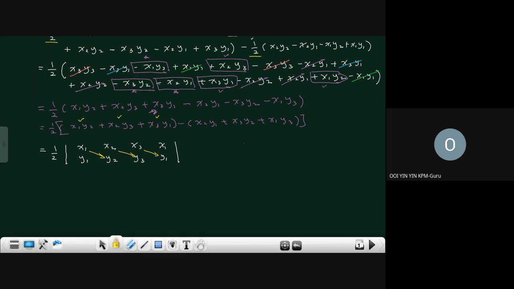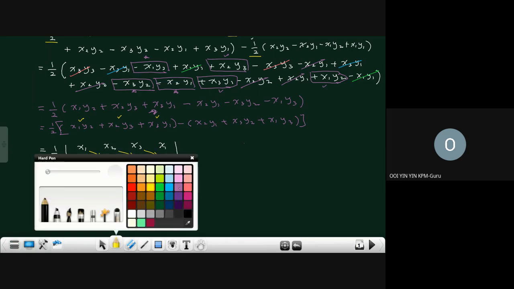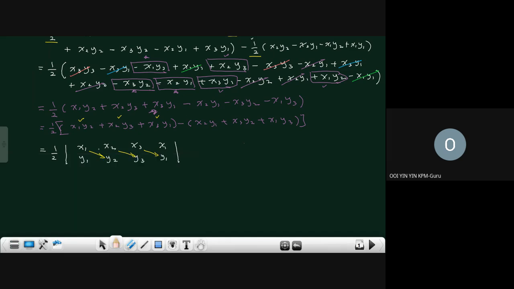And then the other side here, what color should I use? Pink, nice. On the other way, I multiply y1 with x2, crosswise like this, and I get x2 y1 here. Can you see it? And then y2 multiplied with x3, I will get this one. And y3 multiplied with x1, I get this. So this formula you can simplify in this form.